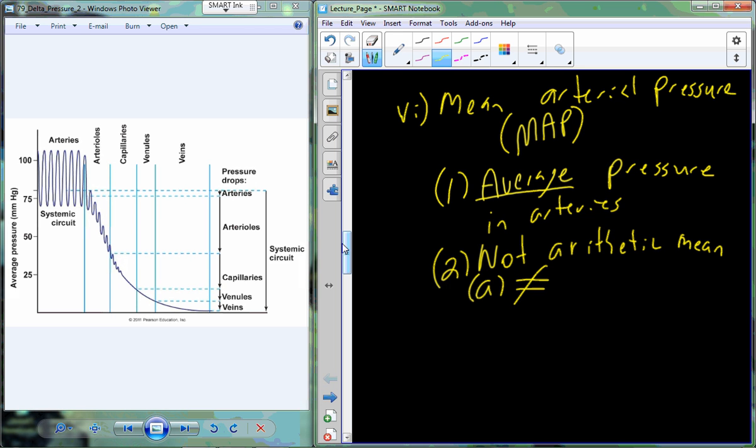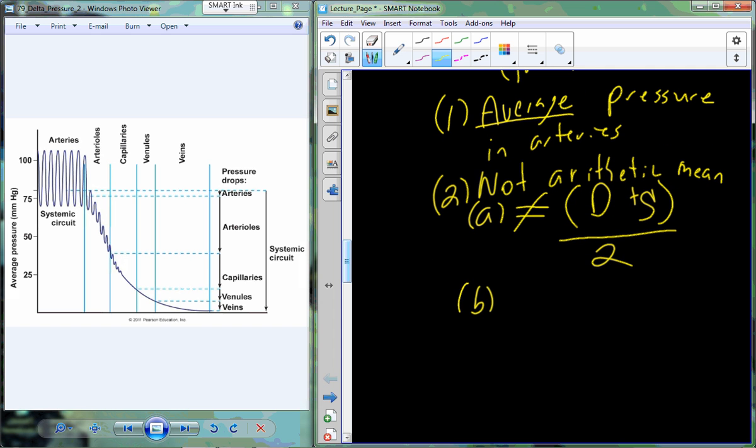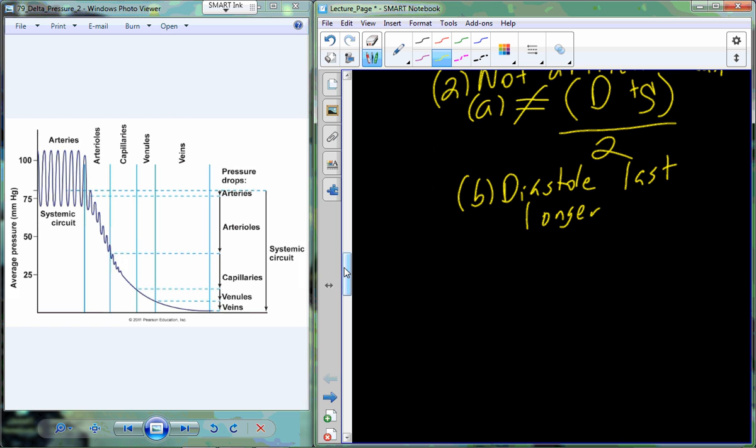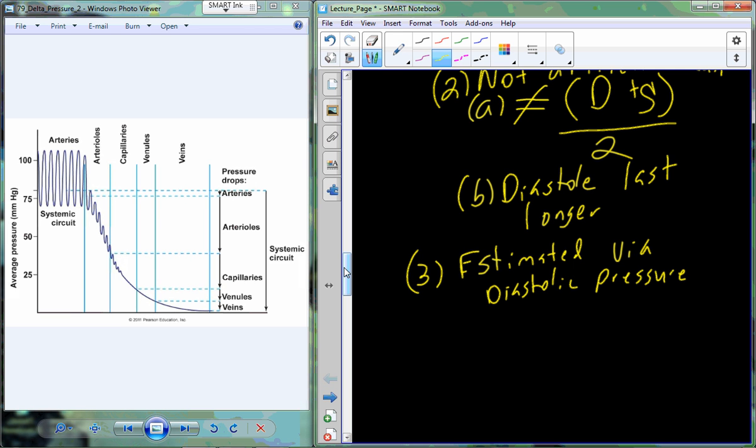So the mean arterial pressure is not equal to simply taking our diastolic plus our systolic all over two. And the reason is because diastole is actually longer in duration. So the heart spends a longer amount of time at the lower pressure of diastole. And so if we want a true average for mean arterial pressure, we're going to estimate this just a little bit differently, not using an arithmetic mean. What we'll do is we'll take our measured diastolic pressure, so we're going to estimate this using the diastolic pressure, and we're going to add that to one-third of the pulse pressure.